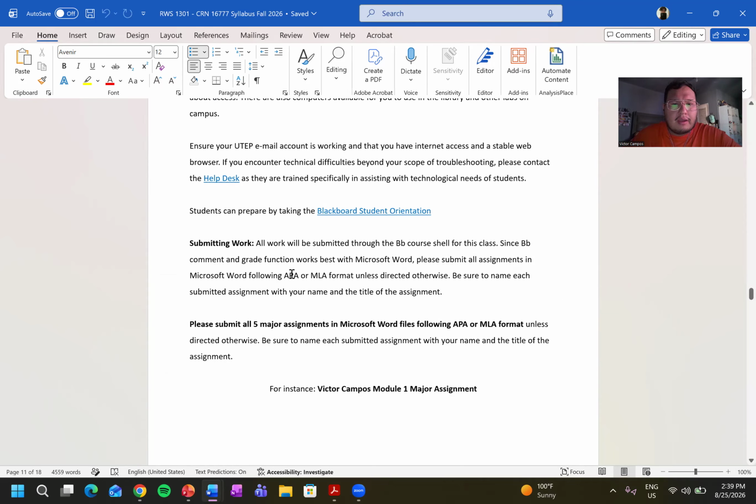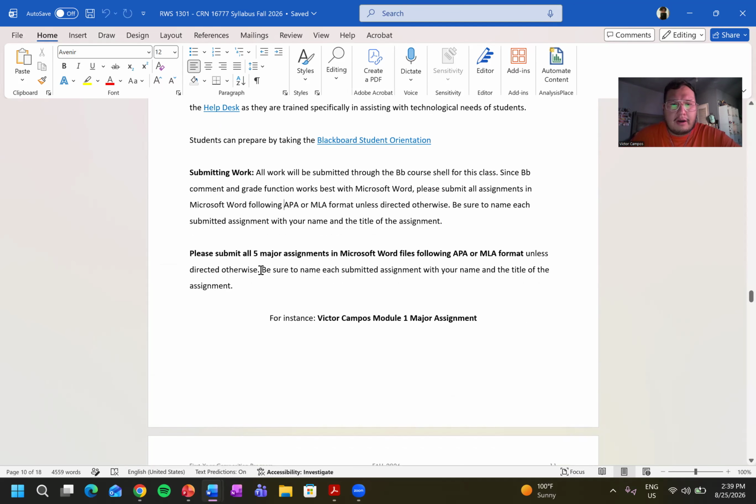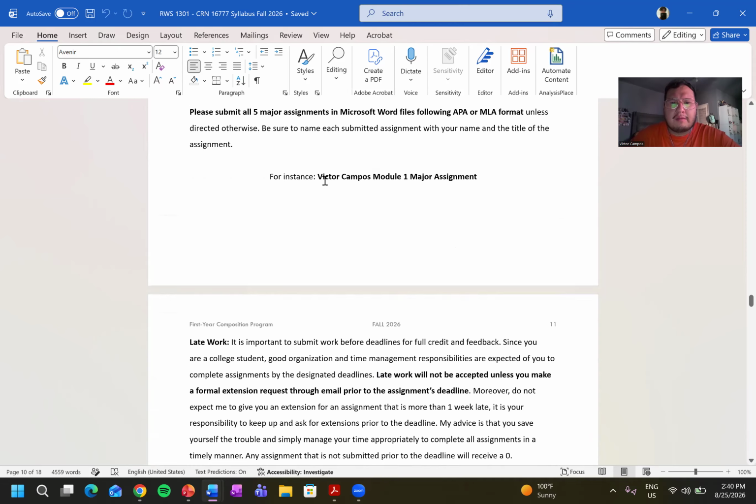So also, when you submit major assignments in Microsoft Word files, you have to follow APA and MLA format unless I directed otherwise. I don't think most of you are familiar with the specifics of these styles, but don't worry about it. I'm gonna teach it to you. Okay. So please submit all of these 5 major assignments, both in the correct format and as Word files. Okay, and this is an example of how you can title the file.